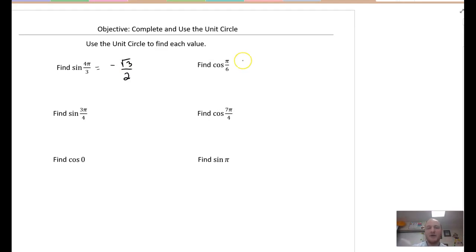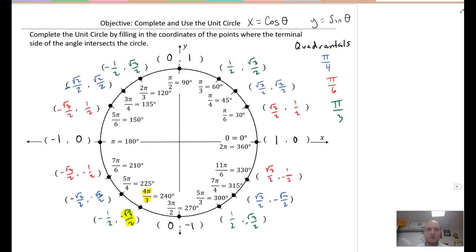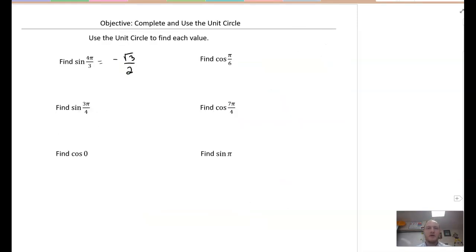Okay, cosine of pi over 6. Well, that's the x value at pi over 6. So I go to pi over 6. That's in my first quadrant, and I ask, what's the x value? Root 3 over 2. So I go back up here and say positive root 3 over 2. And that's it.